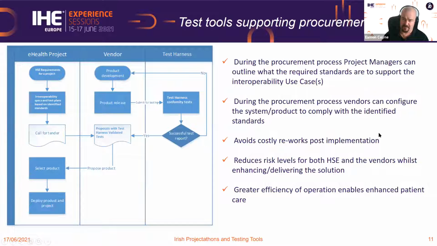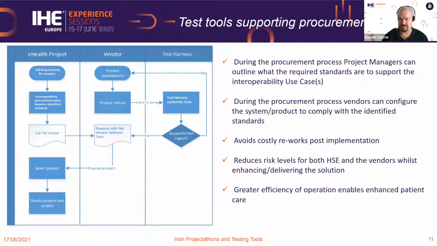In terms of the bigger picture, because at the end of the day, the Health Service Executive is a government body and it uses public funding. So when eHealth projects go out, we have to adhere to the tendering process. So the Health Service Executive defines the requirements for a project. The interoperability specifications and the test plans are based on identified standards. Again, going back to the interoperability framework that we have there, you can tweak those interoperability specifications to suit the use cases. The call for tender goes out.